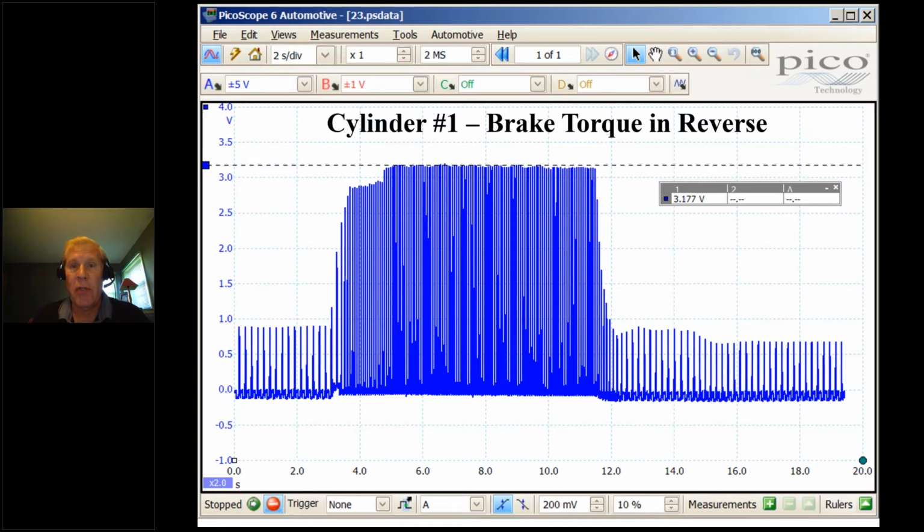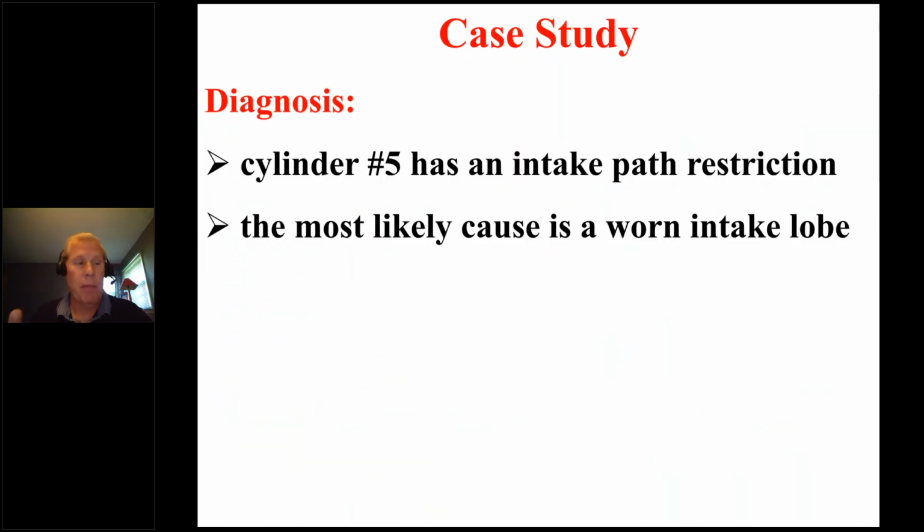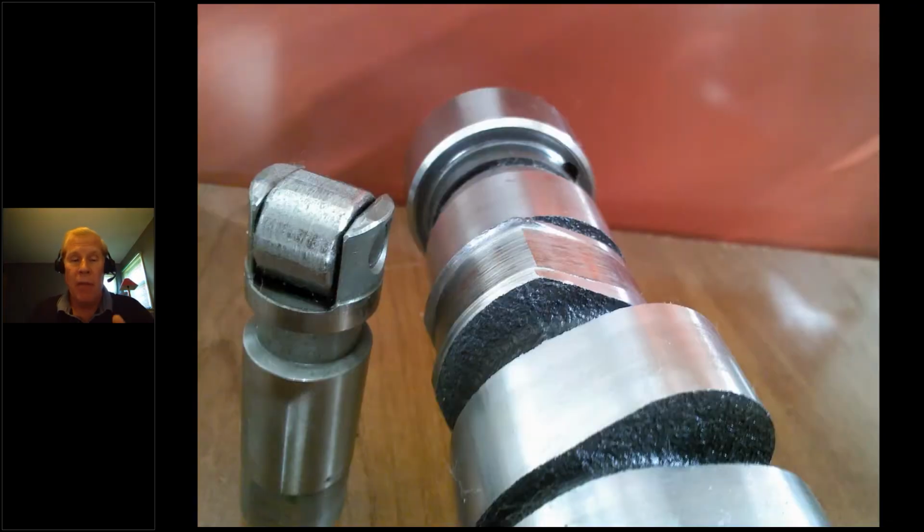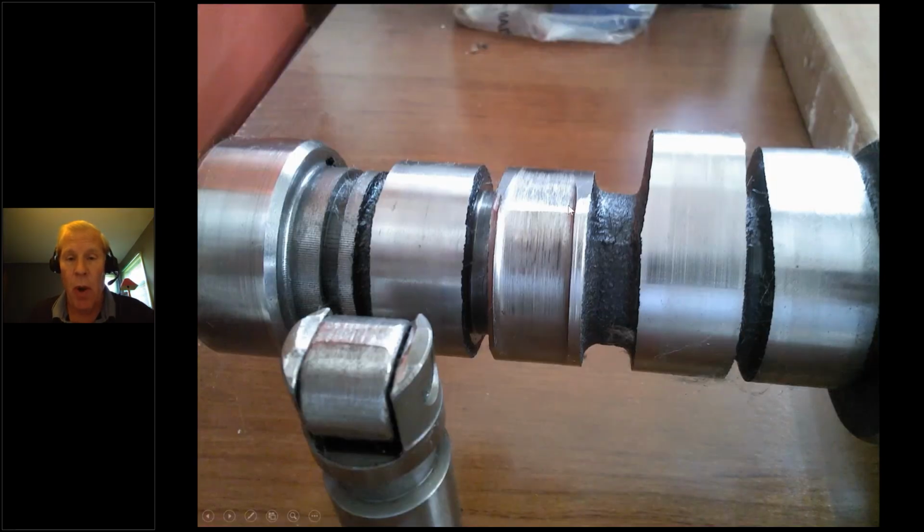Now, if it's a single cylinder misfire, it's something specific to the cylinder. And I can do more analysis. You know, the clock's ticking and I don't want to extend my time, but the most likely condition is a worn lobe. Now, these photographs are not from this engine. I never got photographs from that particular engine. This is from another Hemi that I was involved with, but you can see the wear and tear.